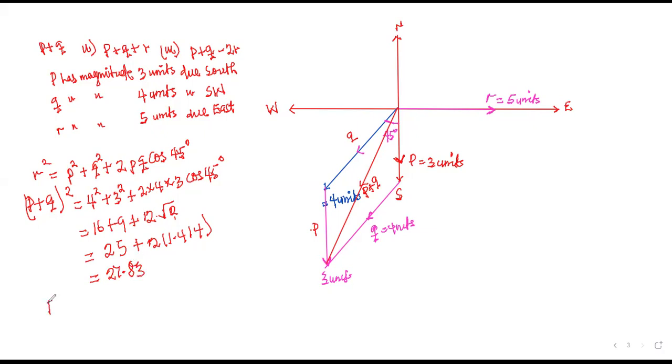Therefore, P plus Q is equal to the square root of 27.83. What's the square root of this? 5.28.